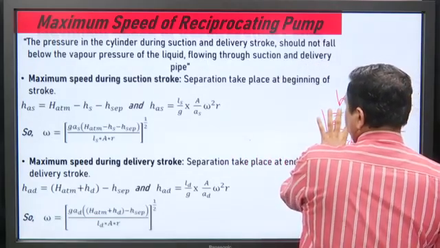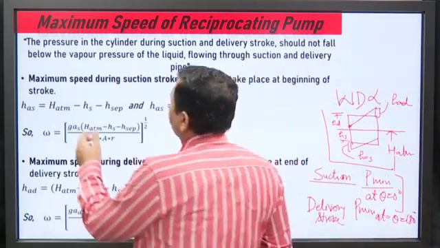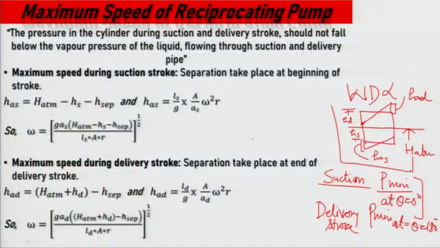If we see in this case, the equation we already discussed is H atmospheric minus Hs, then minus H as, and that becomes H separation. We calculate H as because we want the RPM. So, H as equals H atmospheric minus Hs minus H separation.